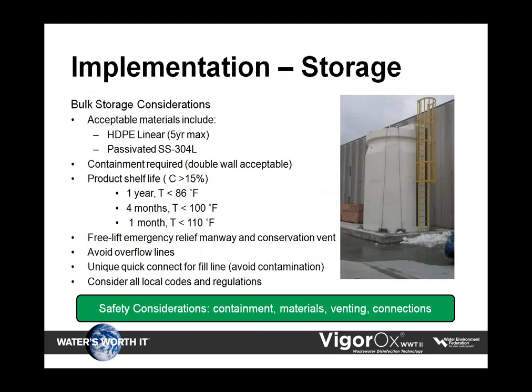Let me start with storage considerations. When bulk storage tanks are required, we must consider containment, chemical compatibility of all materials, average temperature versus PAA shelf life, and appropriate venting. Typically, FMC would lease 6,000-gallon double-walled linear polyethylene tanks equipped with all safety features and replace them every 5 years at no additional cost.